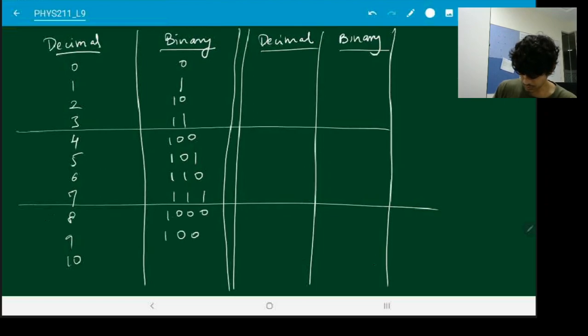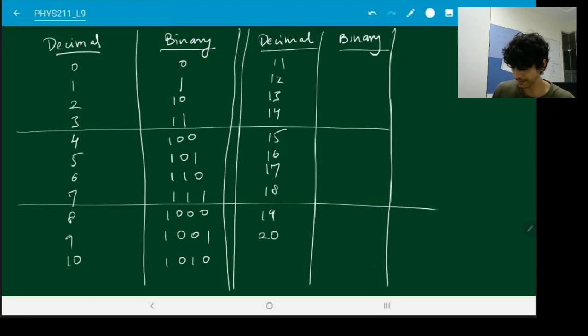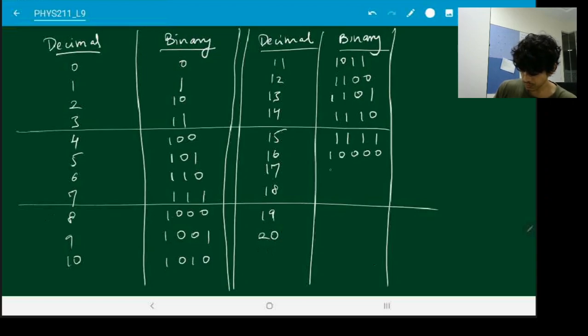1000, 1001, 1010, 1011, 1100, 1101, 1110, 1111, 10000, 10001, 10010.